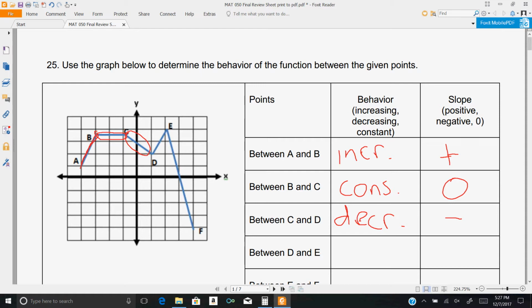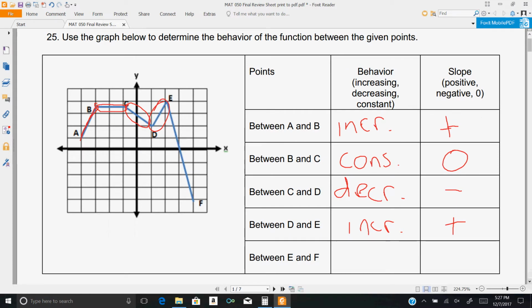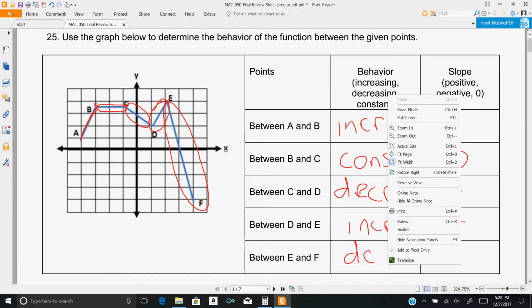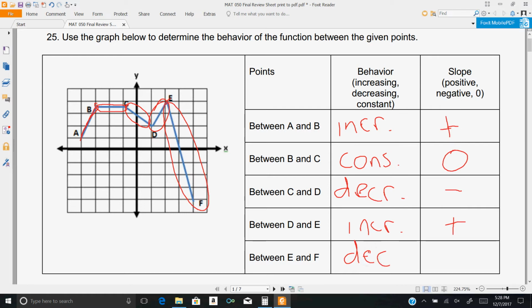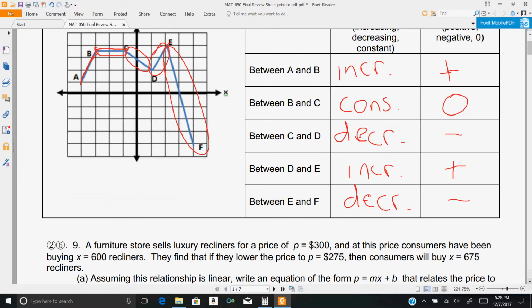Between D and E, the graph goes up again, so it's increasing. The y value is getting bigger, which means again that the slope is positive. And between E and F, all of a sudden it drops down, so it's decreasing. Which means it's negative. Okay. And that's the end of question 25.